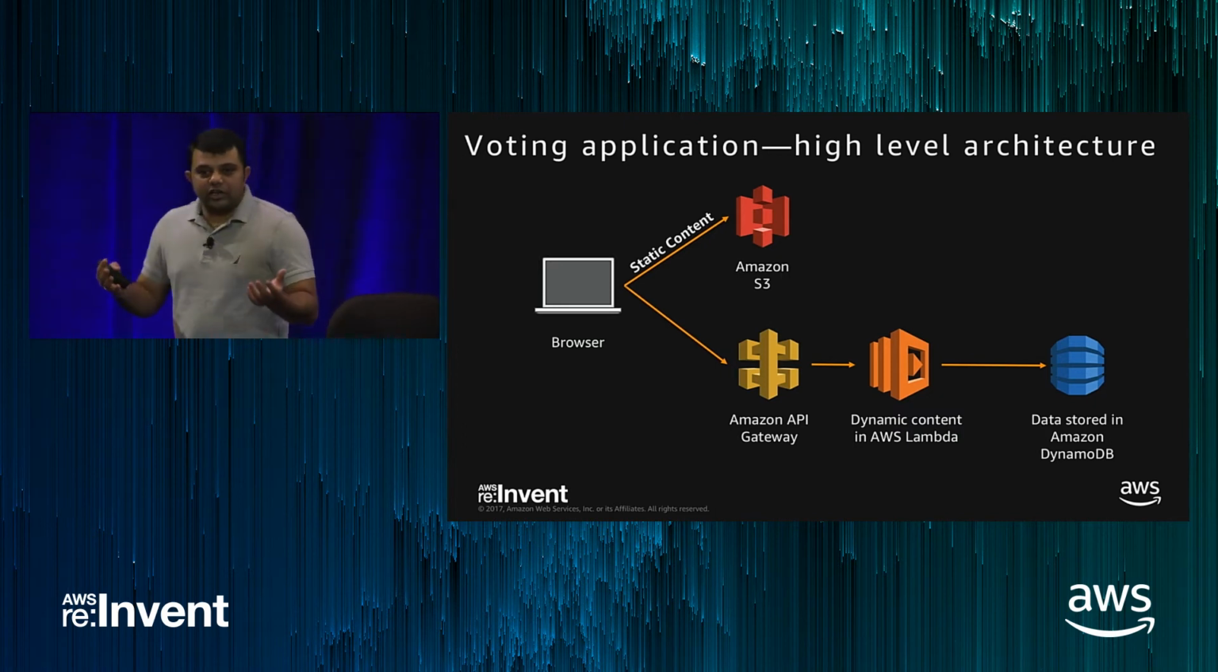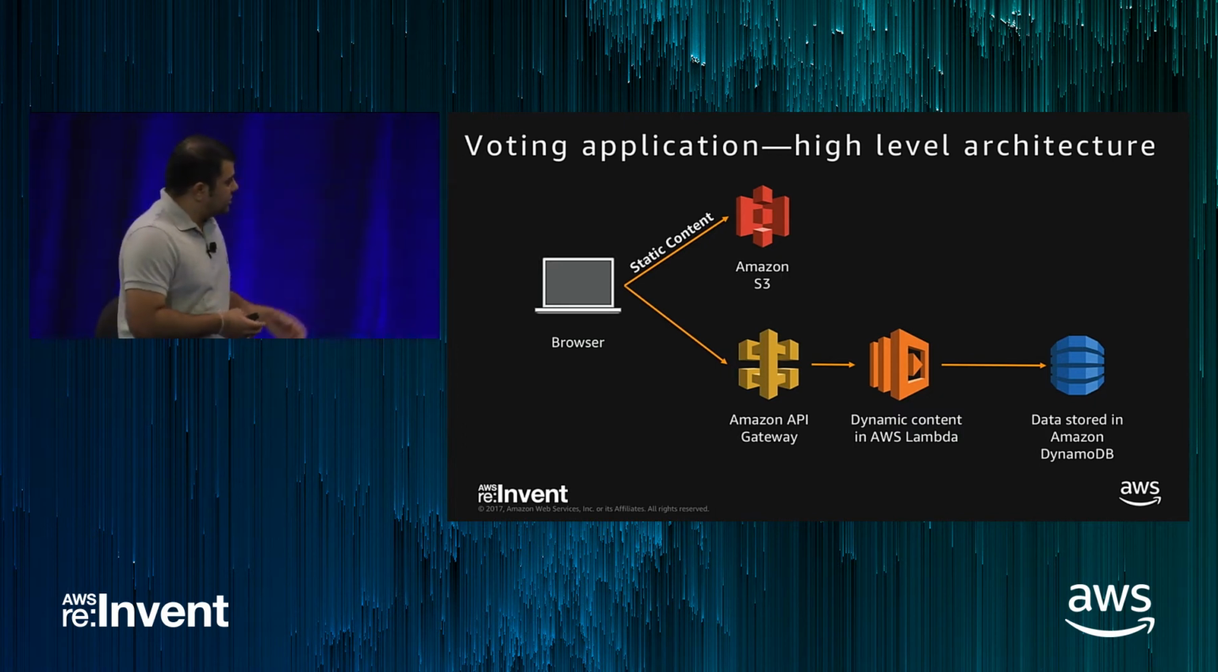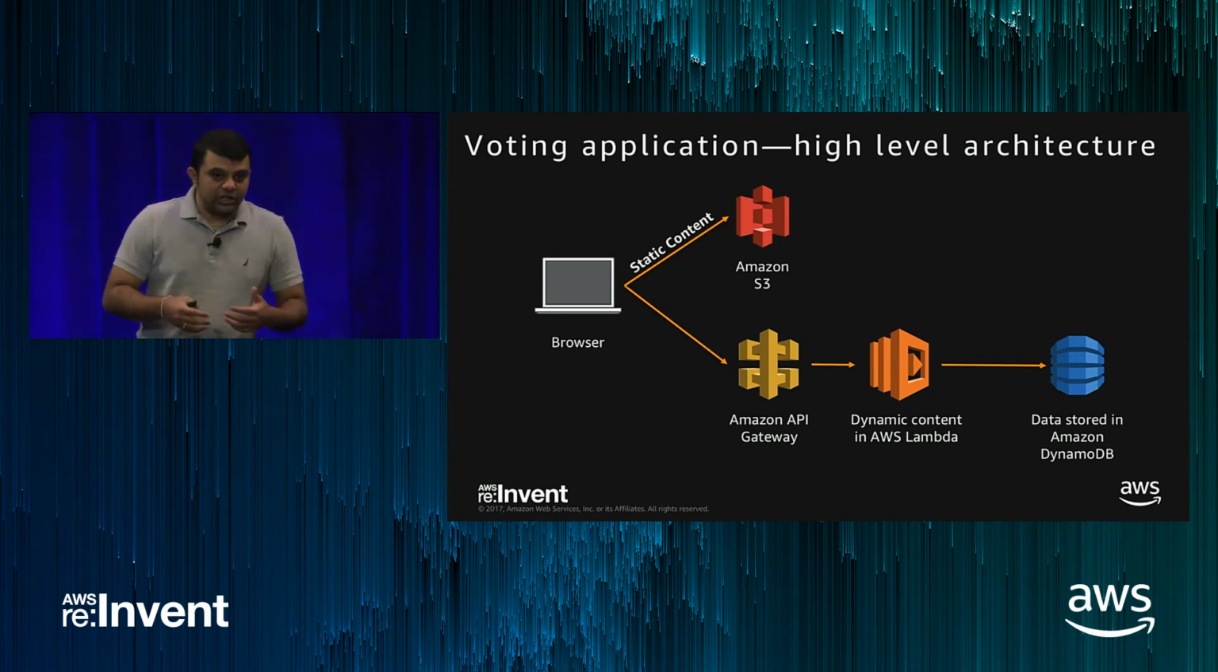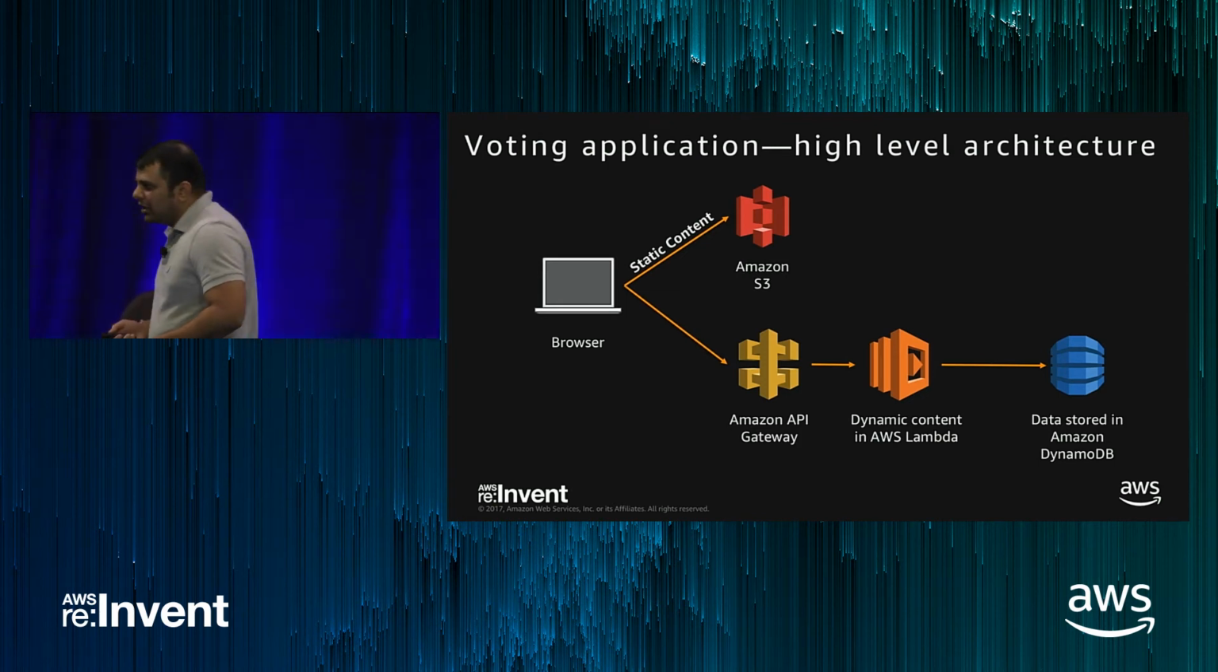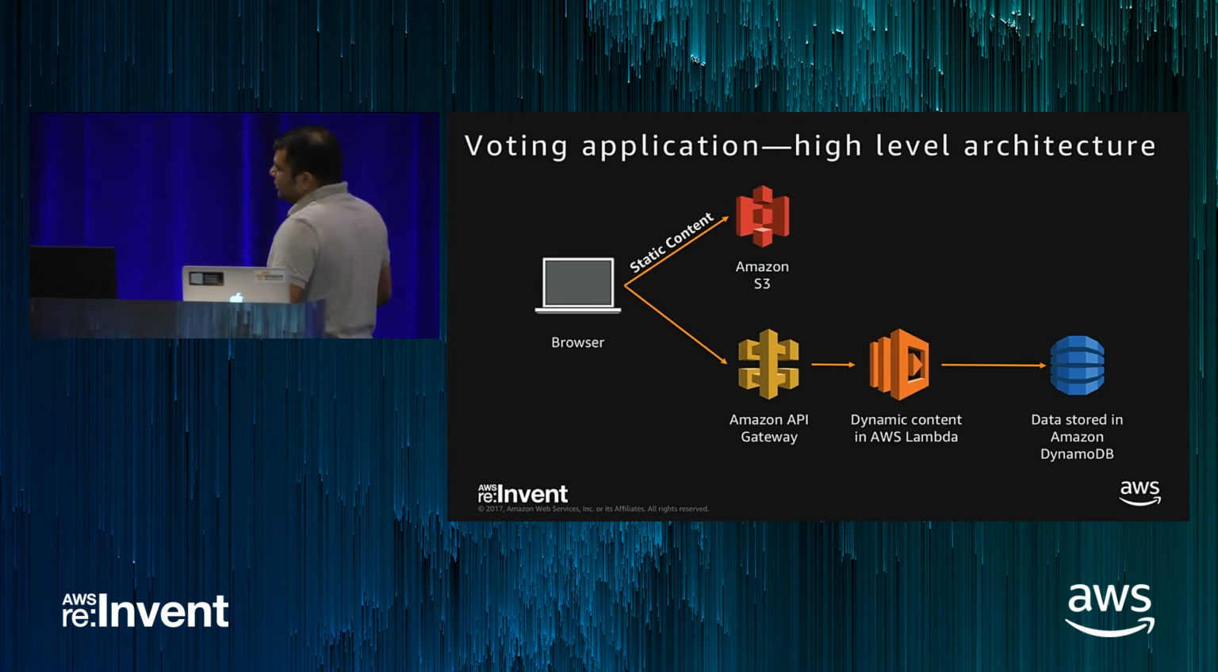Now, of course, you could have RDS. You could have EC2 instances, you could have your own API gateway, and you could host the static content or the entire content on a web server. If it's a monolithic application, it's usually on a web server. So this is the high-level functional view.